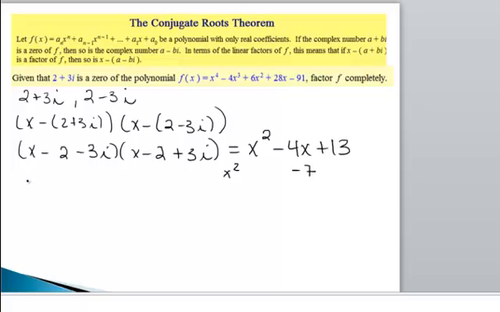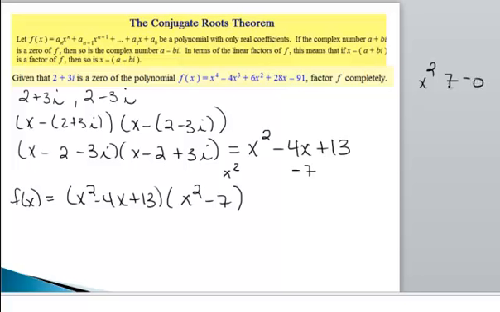This means that so far we have f of x is equal to x squared minus 4x plus 13 times x squared minus 7. We want to factor this completely. So what we need to do is find out what would make this 0. X squared minus 7 equals 0. So x squared equals 7, which means x is equal to plus or minus the square root of 7.